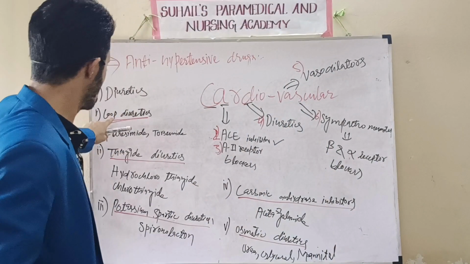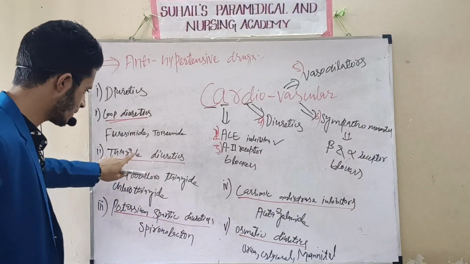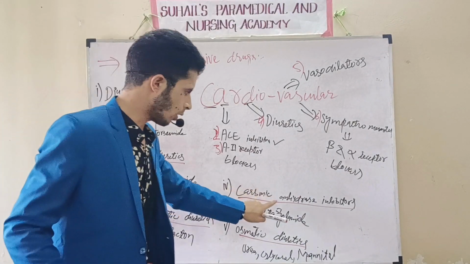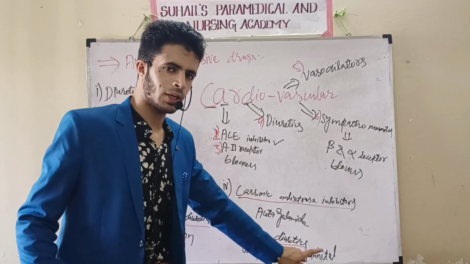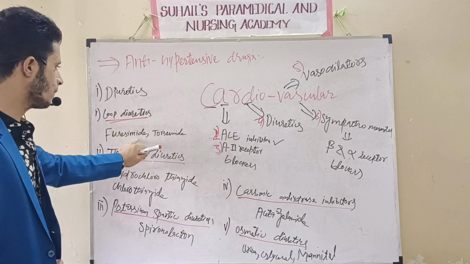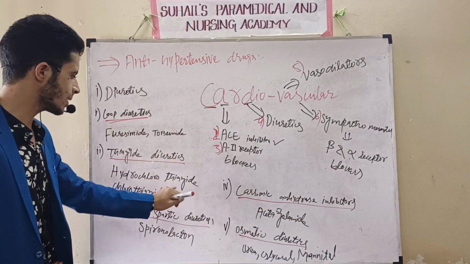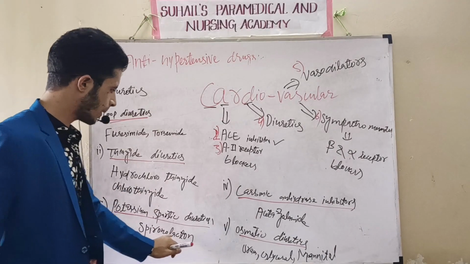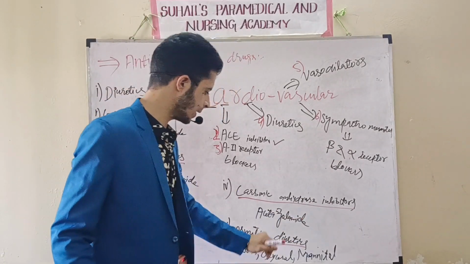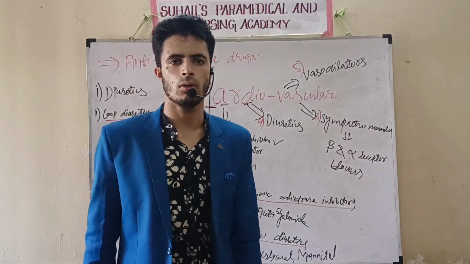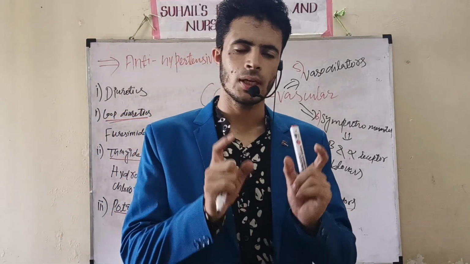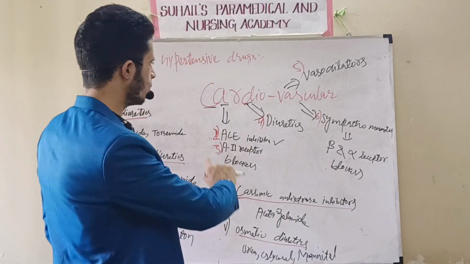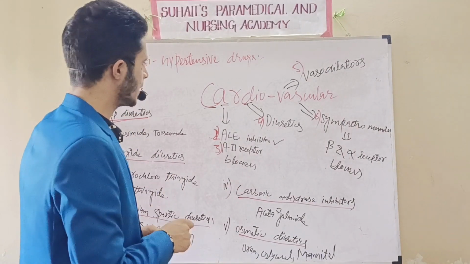So diuretics are classified into loop diuretics, thiazide diuretics, potassium sparing diuretics, carbonic anhydrase inhibitors, and osmotic diuretics. Examples are given here: furosemide, torsemide, hydrochlorothiazide, chlorothiazide. Here spironolactone. Here acetazolamide. Here urea, glycerol, mannitol. This is the diuretics and their classification. Now I will move to the next part.